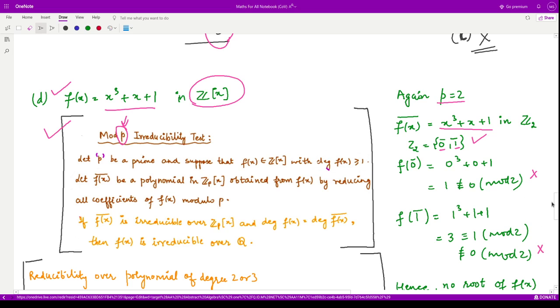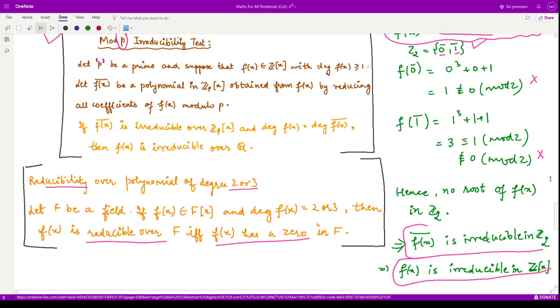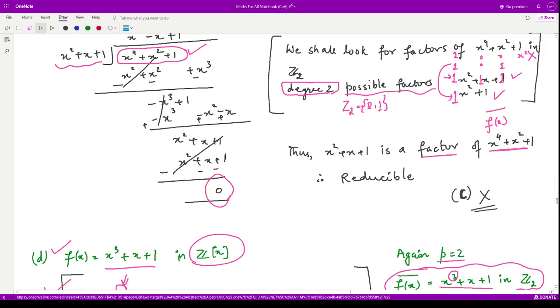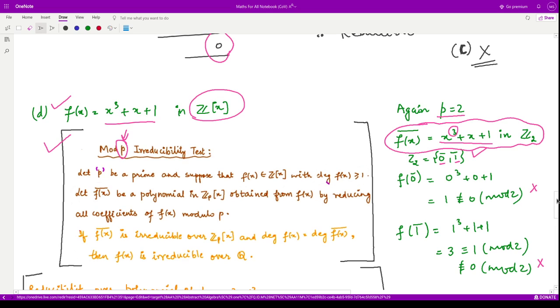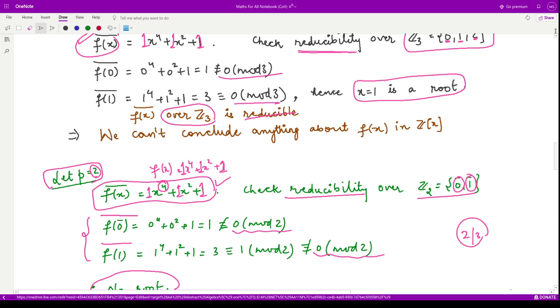In this case, I can conclude that this polynomial is irreducible in Z2 because the degree of this polynomial is 3. And according to this result on the reducibility of a polynomial of degree 2 and 3, the given polynomial is reducible over F if and only if it has a root. So we do not have a root, therefore we say it is not reducible. So if the reduced polynomial is not reducible, then the original polynomial is also not reducible in Z[x] according to the mod p irreducibility test, right? So hence we conclude that the original polynomial is irreducible in Z[x], right? Therefore option D is the correct option.